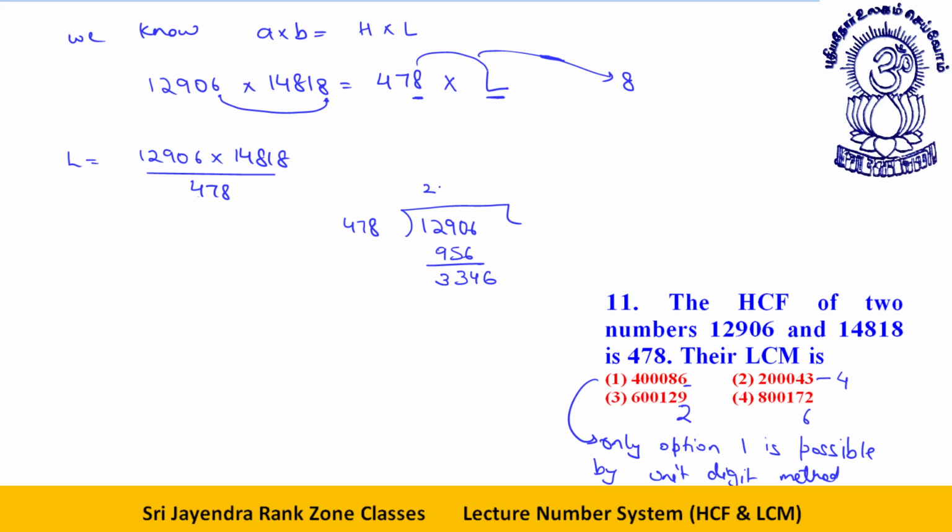Yeah, I was saying 8 into what will give me a 6? 8 into 7 will give me a 6. So 8 into 7, 56. 8 and 56, 5 carry. Now 7 into 47 plus 5. 7 into 47 is easy.